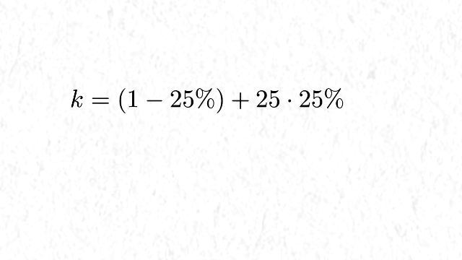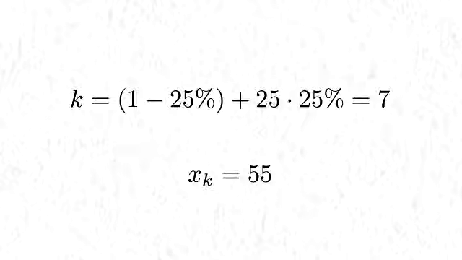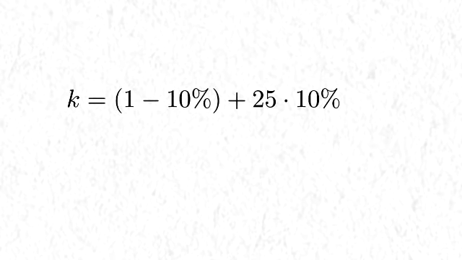Let's try it. Let p be 25%. Then k equals 1 minus 25% plus 25 times 25%, and that equals 7. Therefore, our 25th percentile is 55. Let's try again with p equals 10%. We get k equals 3.4.